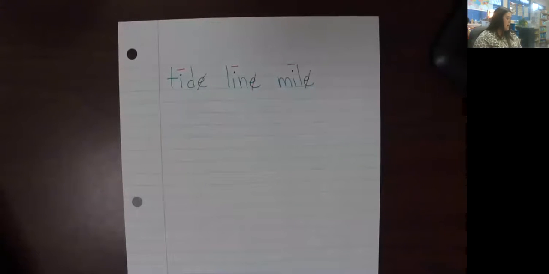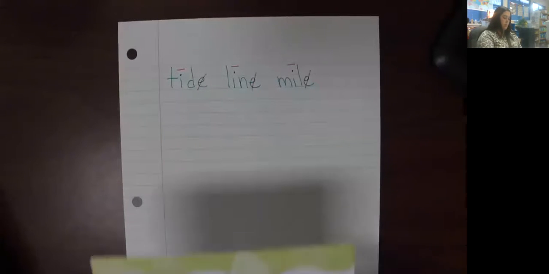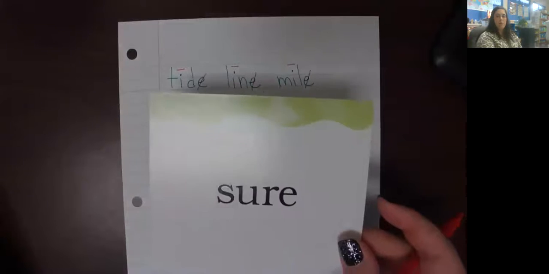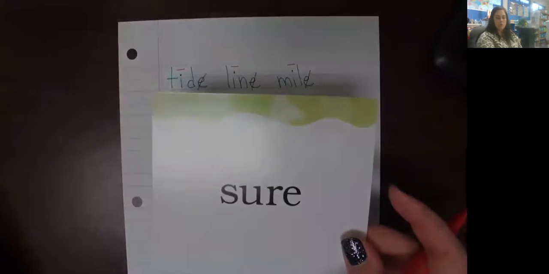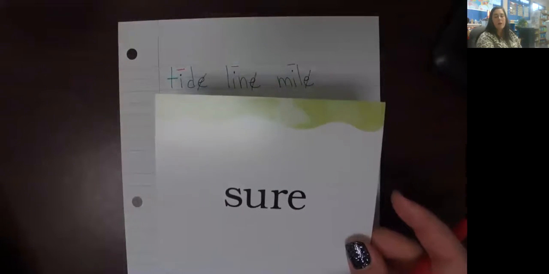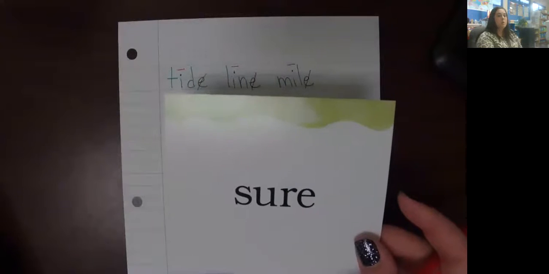Okay. And here is our new sight word card, and it is sure. Sure. Remember, sight words do not follow spelling rules. That's why we call them sight words. You can't sound them out. You just have to memorize the word.